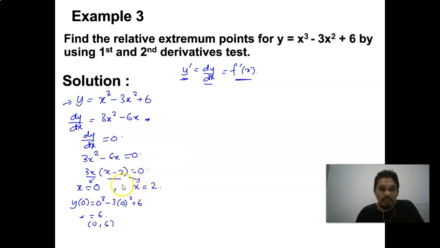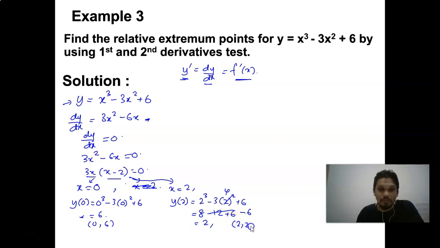And if I go further, where x equals 2, then y equals 2 cubed minus 3 times 2 squared plus 6. 2 cubed is 8, minus 2 squared, which is 4, times 3, negative 12, plus 6. So 6 minus 12 is negative 6, negative 6 plus 8 comes out with 2. So the coordinate is (2, 2) here.